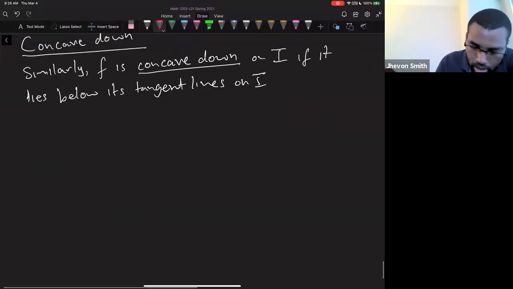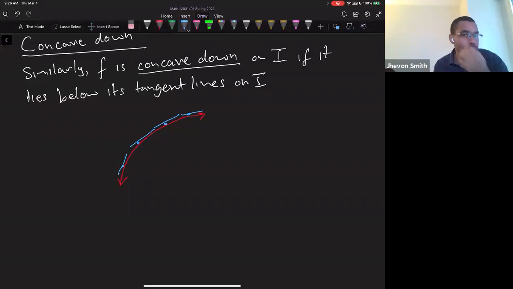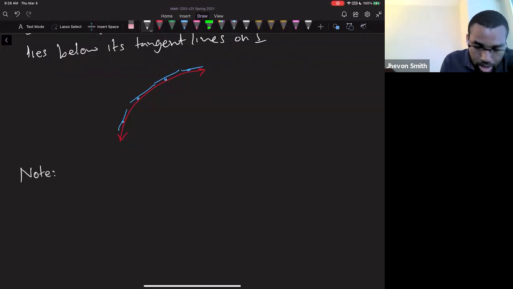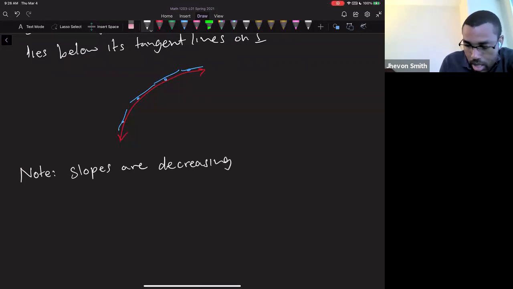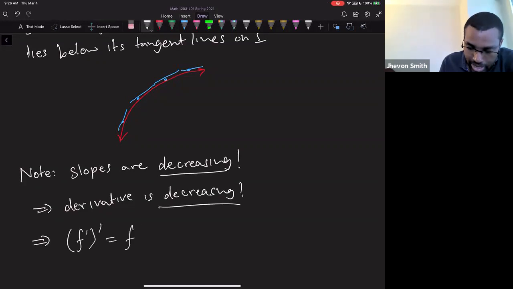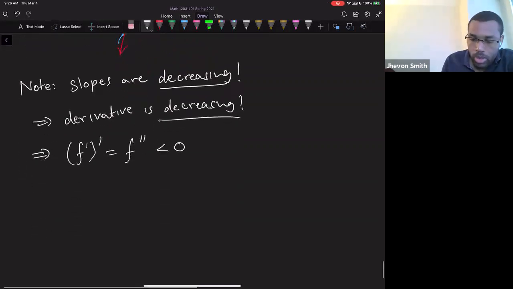So you can have a function here doing its thing, but notice that whenever you draw a tangent line, the tangent line is above the function. The tangent line doesn't slice through the function, or it's not underneath the function. It's always sitting on top of the function. This is called concave down behavior. I want you to notice here, slopes are decreasing in this case. And so that means the derivative is decreasing. And that, of course, means that if I were to take the derivative of the derivative, which gives me the second derivative, that would be less than 0 by what we learned before.